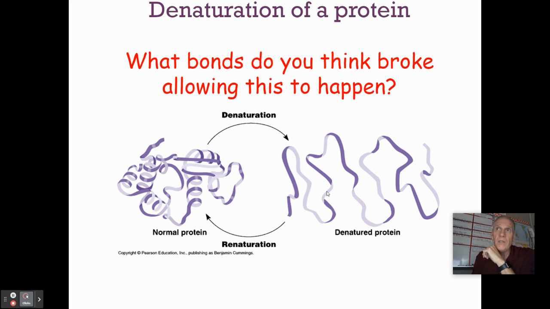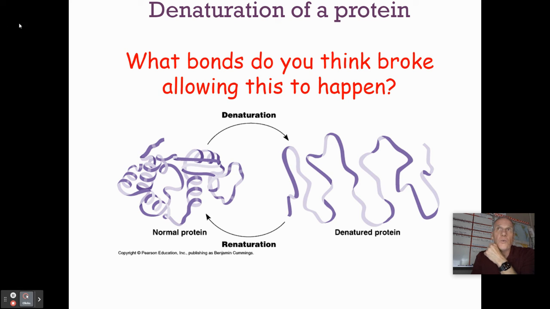Okay. Sometimes, if the conditions aren't too bad, that protein can refold. It can renature back into its normal shape. But if the conditions get too hot or too acidic, then that protein will change shape permanently, and it is destroyed. And because it's changed its shape, it will have changed its function.